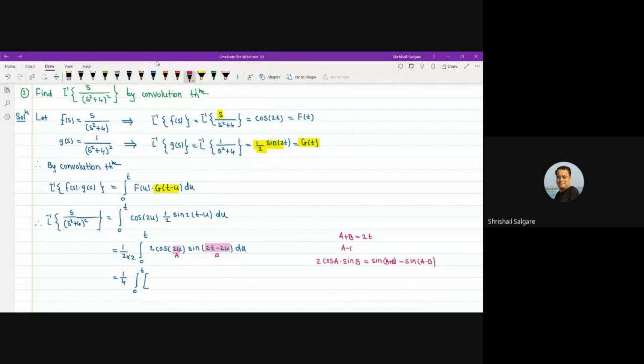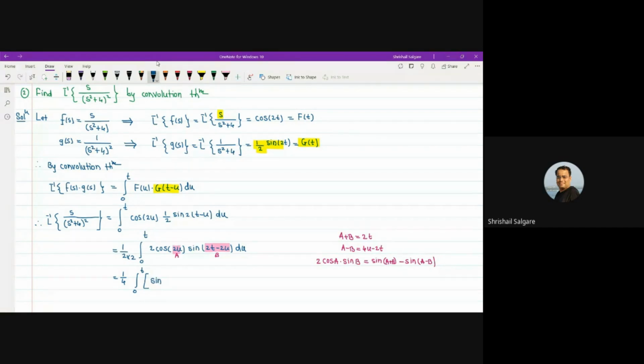And what is A minus B? 2u minus 2t minus minus plus means 4u minus 2t. Is it okay? Yes, sir. Okay, by applying this result, then it is given as sine of a plus b.